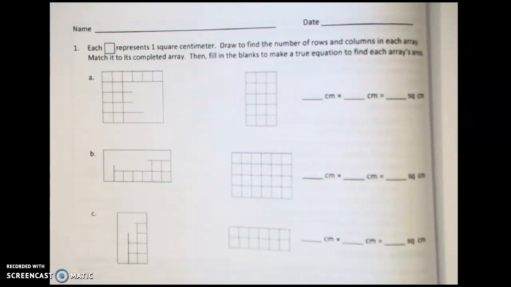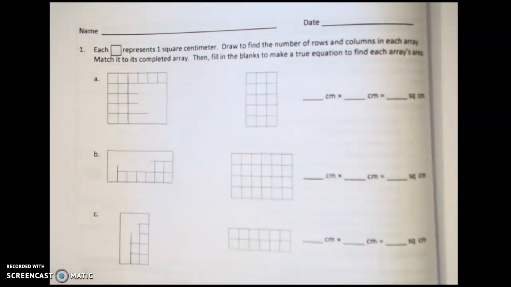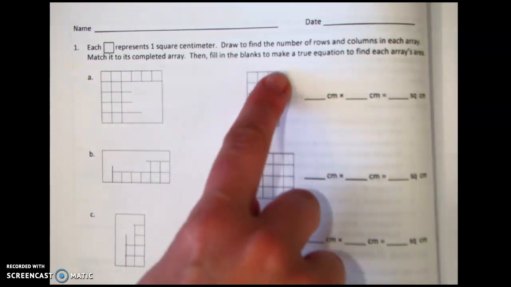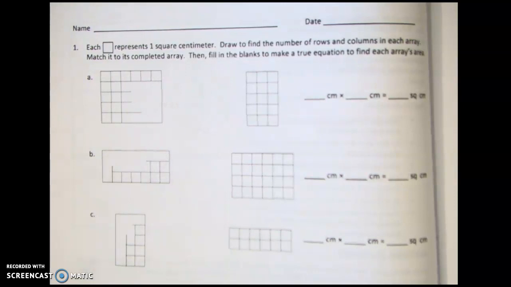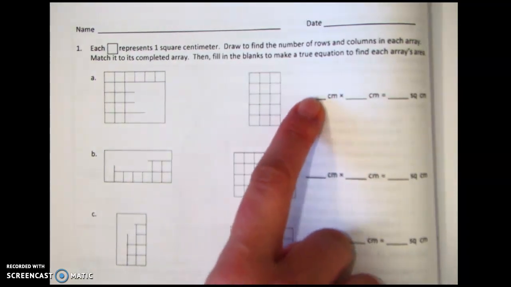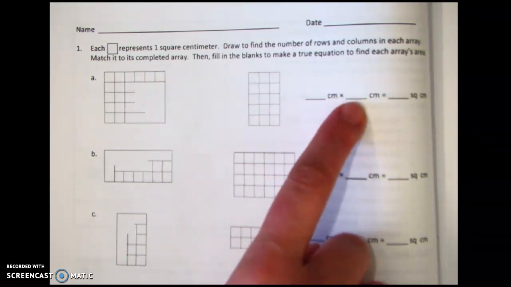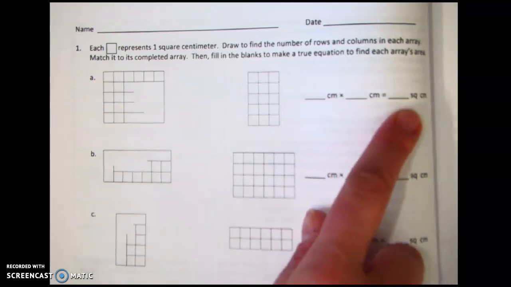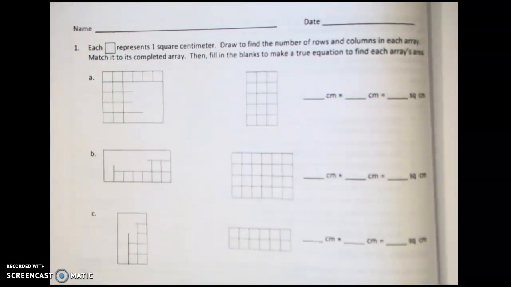So you're going to take a look at the figures in this column and match them to a figure on the right column. After you've matched them, then you are going to come over here and fill in how many centimeters for the length, how many centimeters for the width, and the area, the total square centimeters.